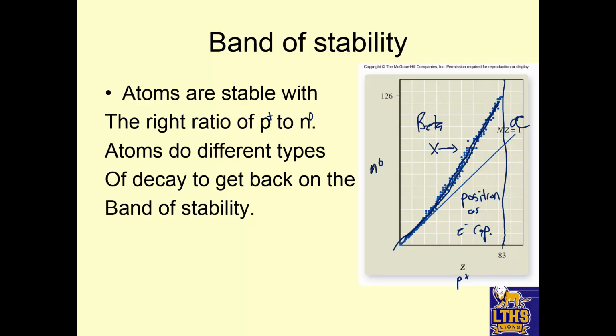All right, 83 is the magic number. 83 and bigger does alpha all the time because it's just too big. If you're too big, alpha is the biggest change, so that will get you back to the band of stability faster. Beta will add protons. Positron emission and electron capture will remove protons.